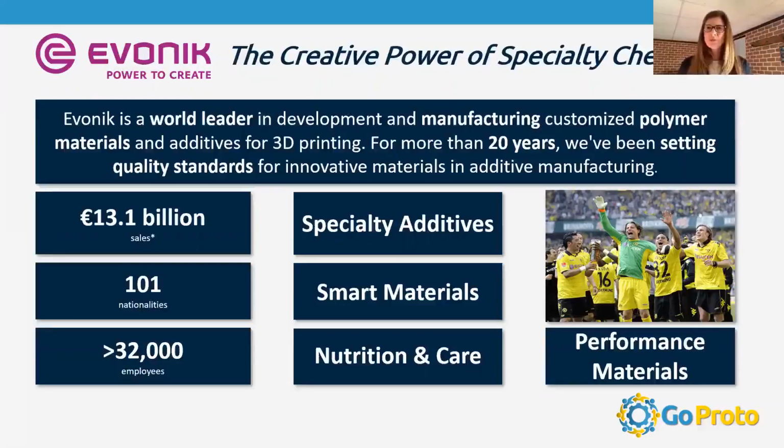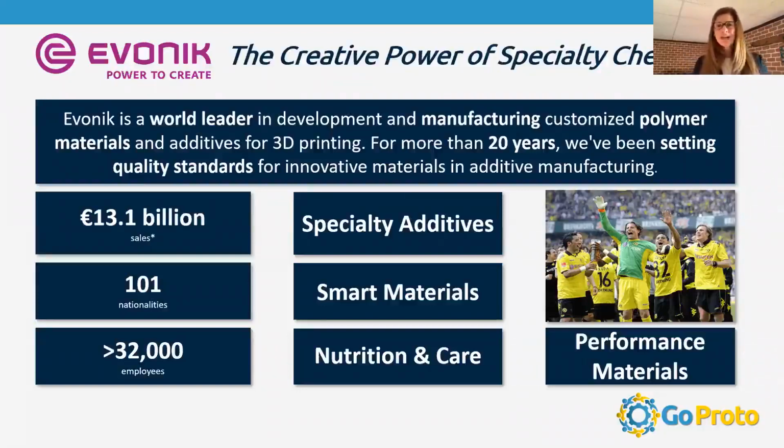We have 4 different segments we work out of. So from specialty additives, where a small additive can have a big impact on a formulation. We have nutrition and care, where we're concentrating on materials to support animal and human care. We have performance materials, where we have classical chemistries that we try to optimize for performance. And where I come from, smart materials, where we have not only additives, but other structural foams, lightweighting.